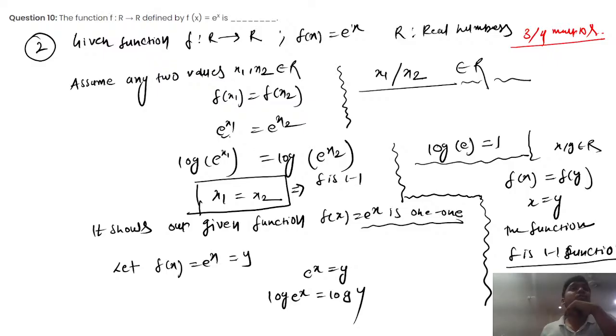So can we again review that there is a given function f from R to R and our f(x) equal to e^x. R is the real numbers, and again we assumed any values x1, x2 belonging to R, f(x1), and we assumed f(x1) equal to f(x2), and this equal to this, so that f is one-one, right?